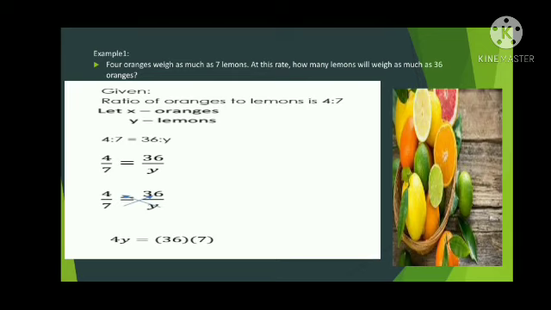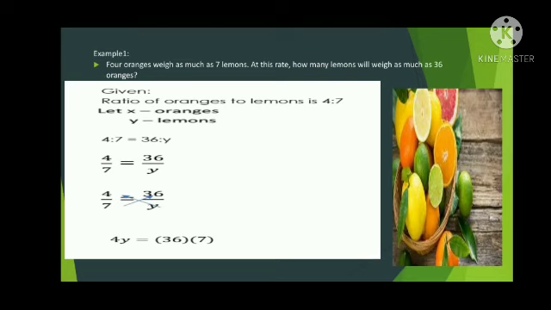Therefore, our equation will be 4 is to 7 equals 36 is to y. We are following the same order. 4 corresponds to 4 oranges, is to 7 corresponds to lemons. Same thing happens in the right side of our equation. So we have 36 corresponds also to our oranges, and is to y, which is the unknown in the problem, corresponds to the number of lemons na hahanapin natin kung ilan ba sila.